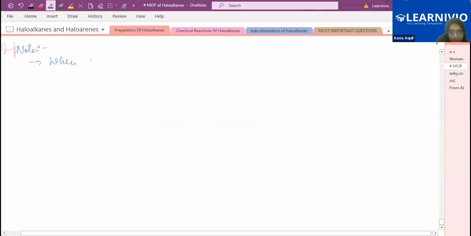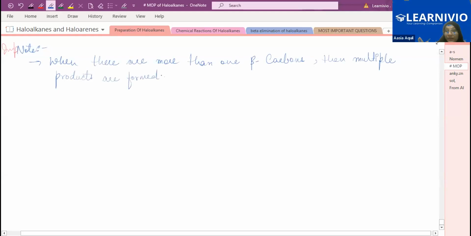When there are more than one beta carbons, then multiple products are formed. Now, how we decide which one is the major one and which one is the minor one?